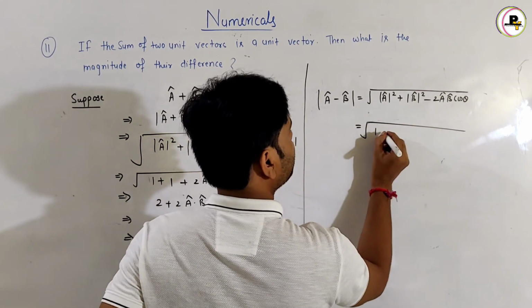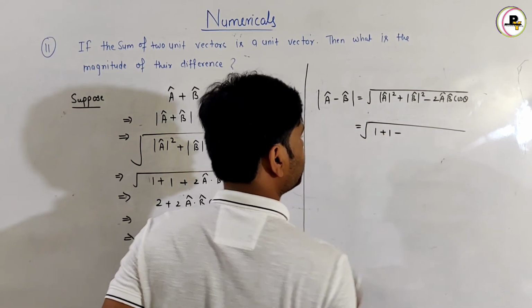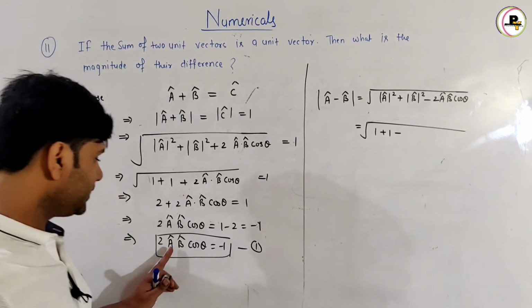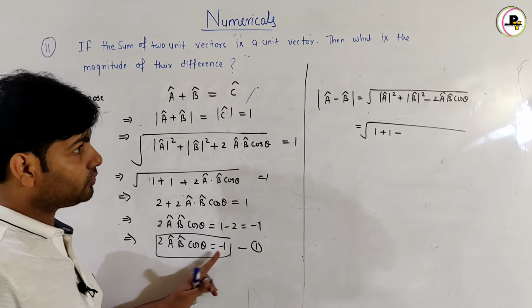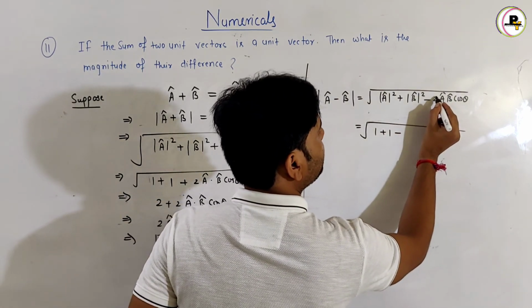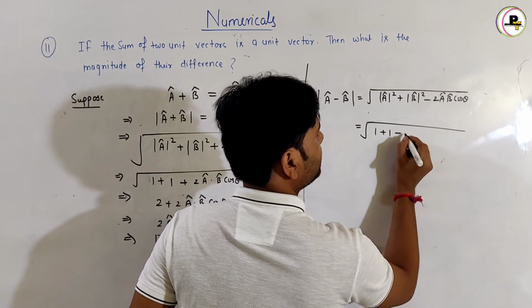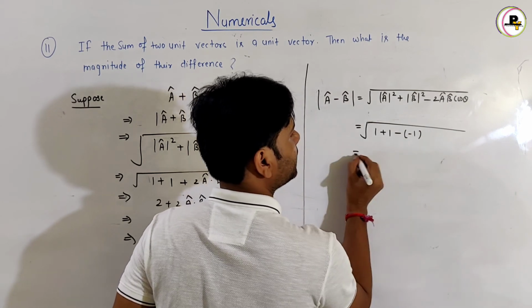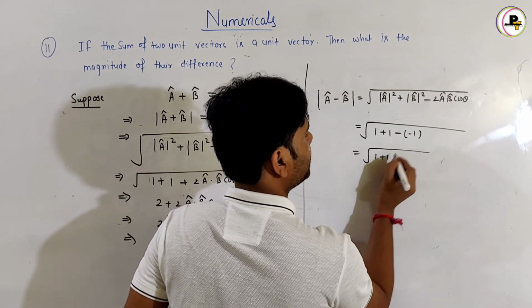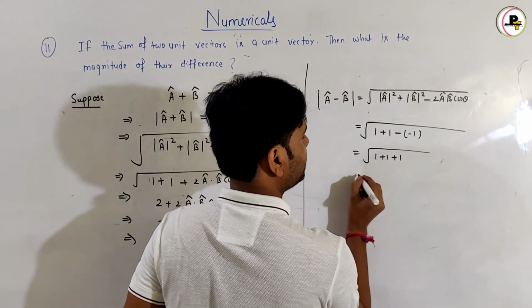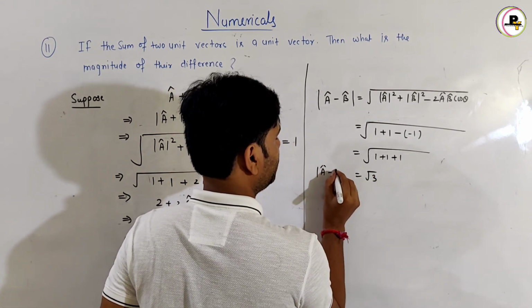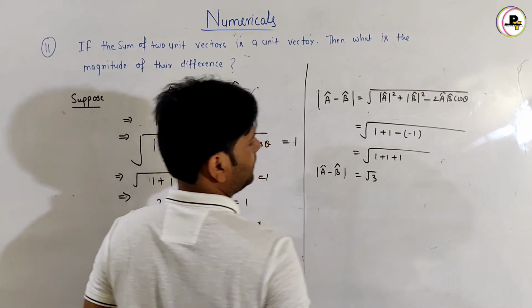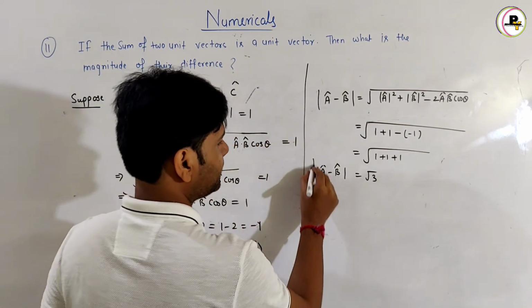This is equal to 1 plus 1 minus, what is the value of 2 A cap dot B cap cos theta? This is equal to minus 1. So I can write 2 A cap dot B cap as minus 1. So here I get 1 plus 1 and minus minus plus 1, and therefore it is equal to root 3. This is the value of mod of A cap minus B cap.